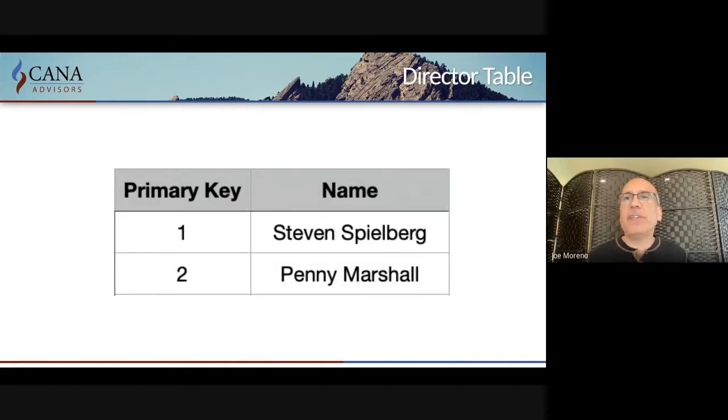Here's an example of what the director table would look like in this relational database. We have two rows, and row one with a primary key of 1 is Steven Spielberg. Row 2 is Penny Marshall. And a primary key is just a way to identify or unique a row in a database table. It's the exact equivalent of the integers we see for the rows in Excel. And each number uniques that database row so you can get to it. It's an artifact of the database.